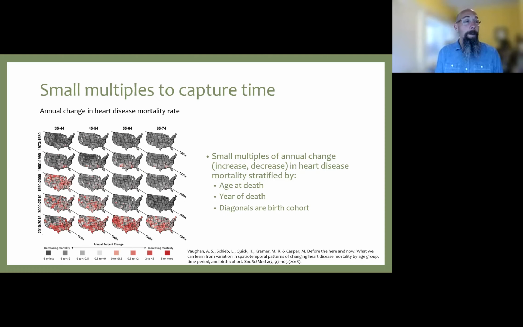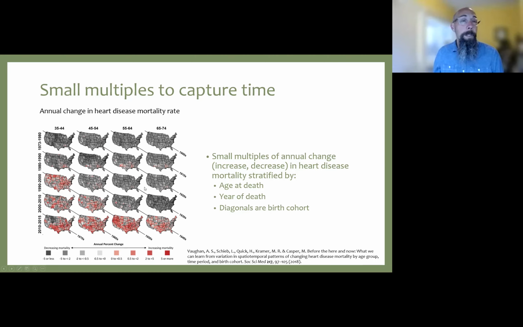So first of all, for every year and for every age group, he calculated county-specific, year-over-year change in heart disease mortality rate. And then he color-coded them. This is the axis down here. And then he arranged these small multiples so that the columns are age categories and the rows are the year of death. What that means is that the diagonals are actually birth cohorts.